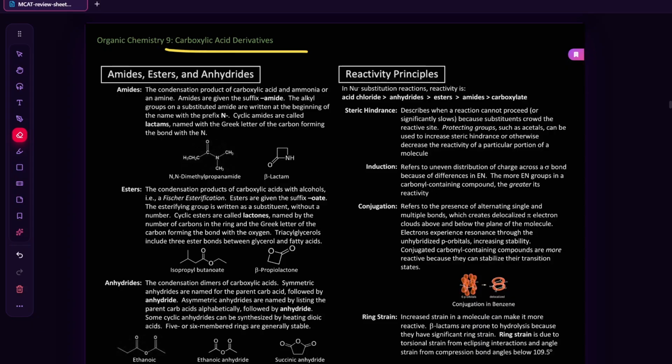So the first thing we're doing is naming amides. An amide is the condensation product of a carboxylic acid with ammonia or an amine. The suffix is amide, and if the nitrogen carries extra alkyl substituents, those go at the front of the name with an N, since they're attached to the nitrogen. N kind of stands for nitrogen, that's how I remember it, not to the main carbon chain. And then a cyclic amide is a lactam. We talked about lactams before, and it's named with the Greek letter of the carbon forming the bond with the N.